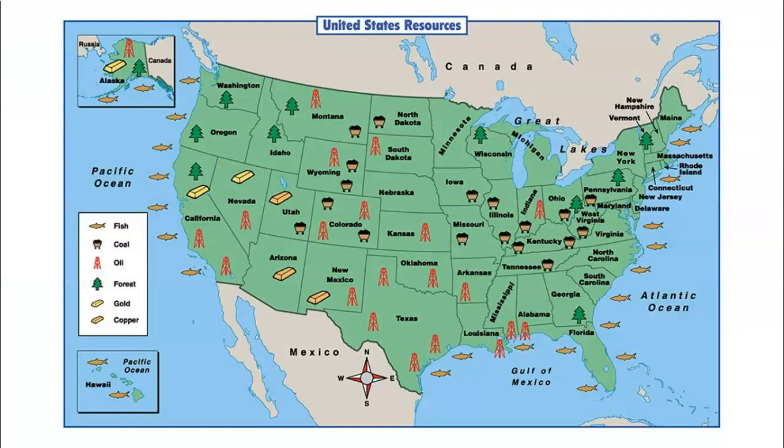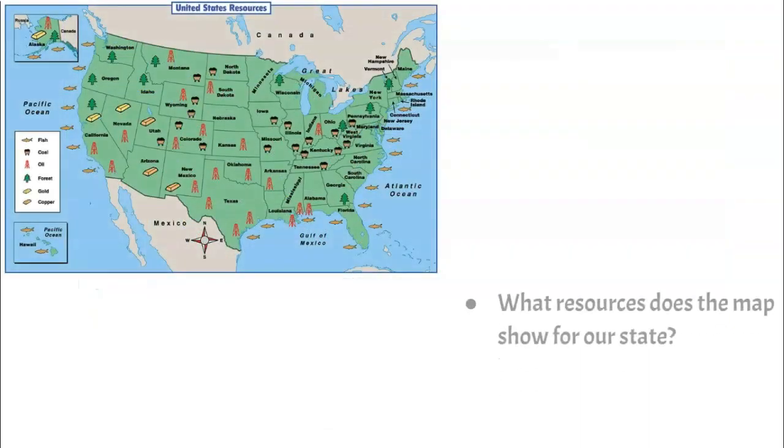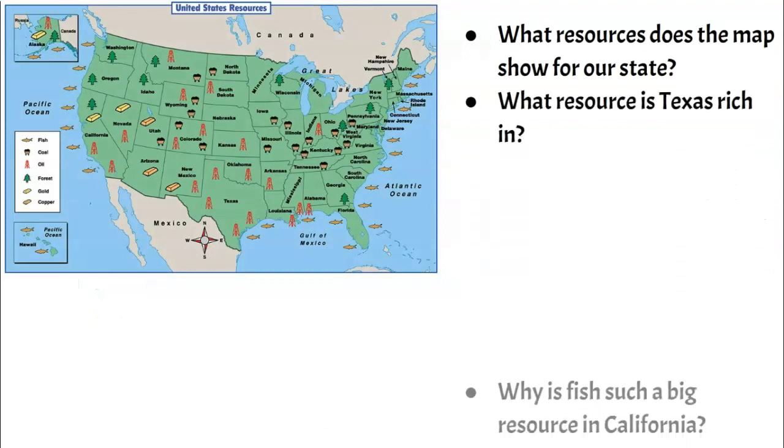This is a United States resources map, so very similar to the previous map. It does not show all the resources in the world or in the United States. It just shows some. You have a map key to determine what they are. And once again, you can answer a lot of questions based on this map.